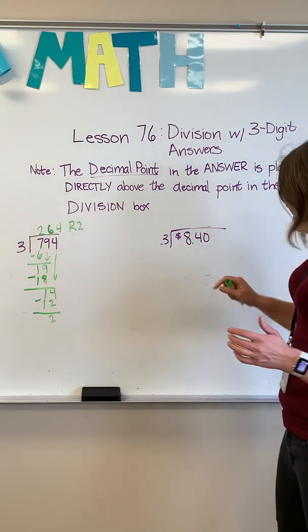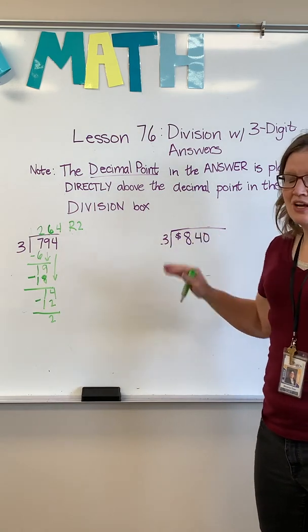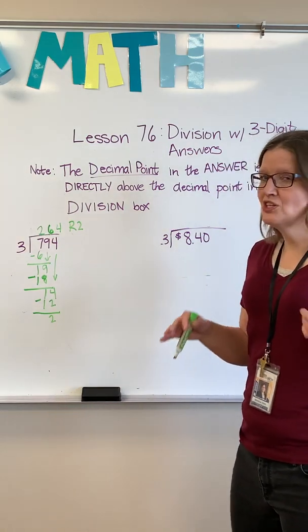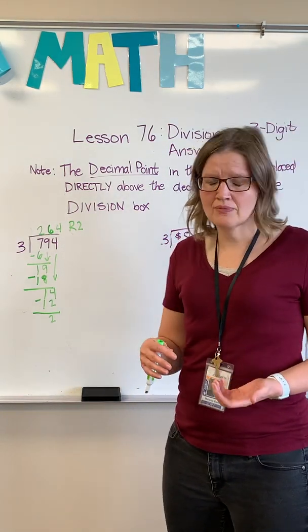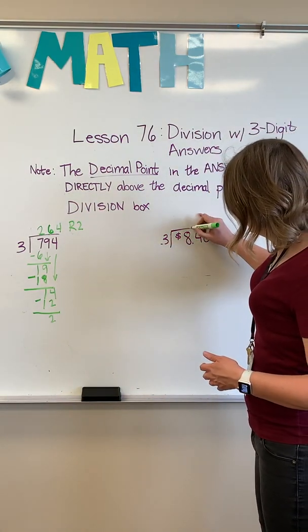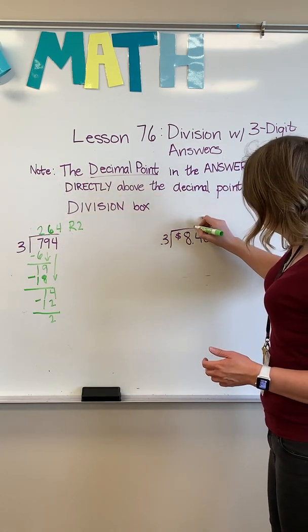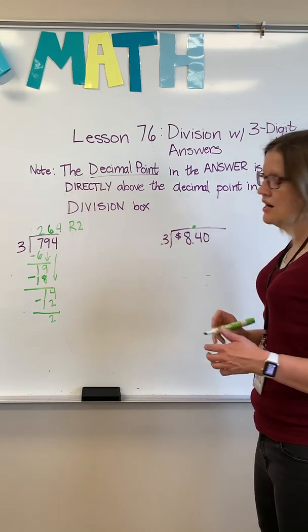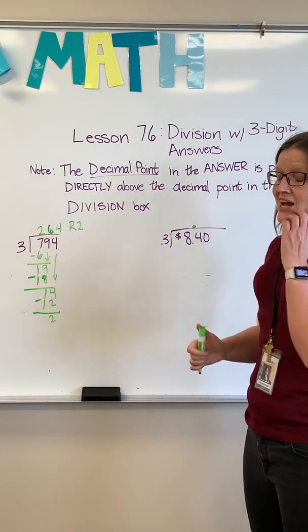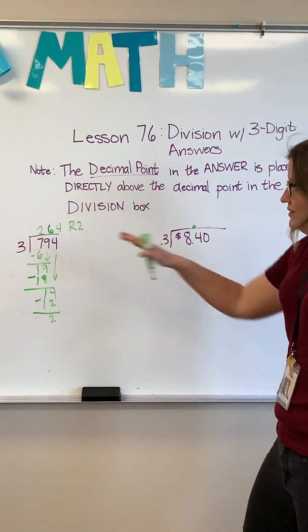This is what I mean by this. Here's an example. We have $8.40 was spent on 3 items. We want to know how much did we spend for each item. So our first step is we look at $8.40. The first thing I am going to do is I follow my note here and I put my decimal point directly above the decimal point in the division box. So we've got that, and now we'll just do division just like we did this number.